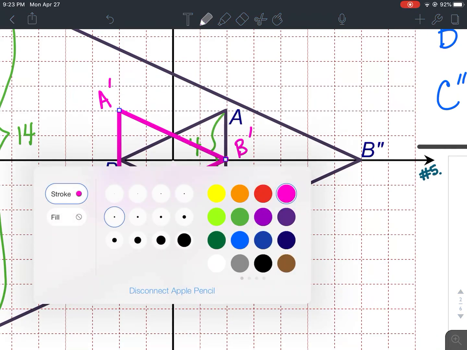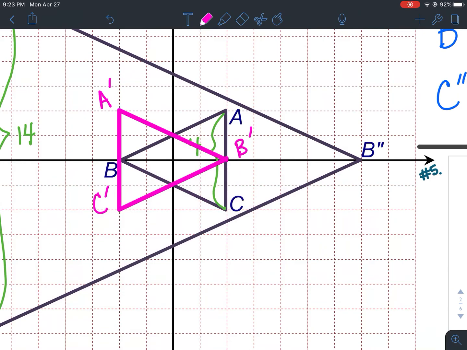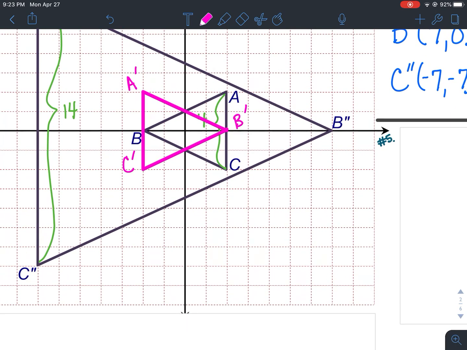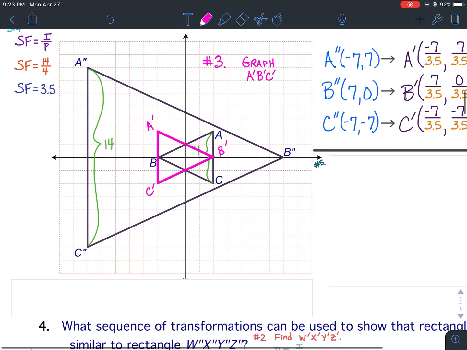And I like to make it larger. Okay, so that is A prime, B prime, C prime. I'm going to write C prime down here. All right, that is step 3. Pause your video and get the graph drawn.